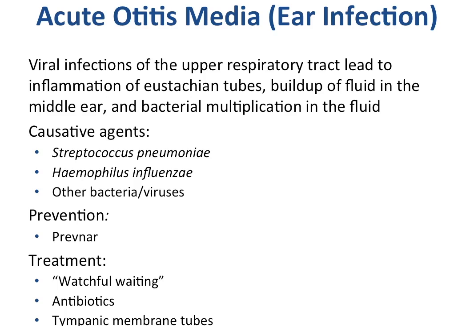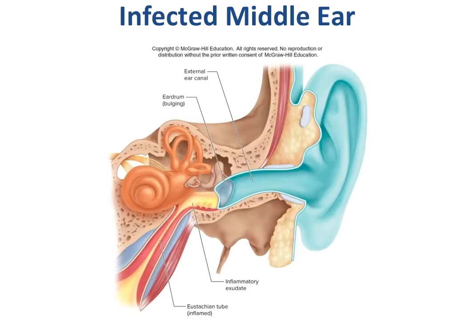Tympanic membrane tube. So if there is too much fluid accumulated in the middle ear, we can do that. So we can see this diagram. So this is the infection. Infection causes the fluid to accumulate in this area. So the patient may have ear pain, fever.